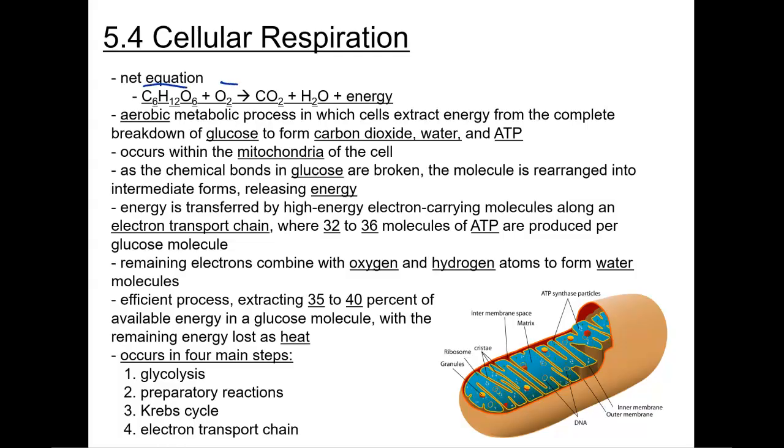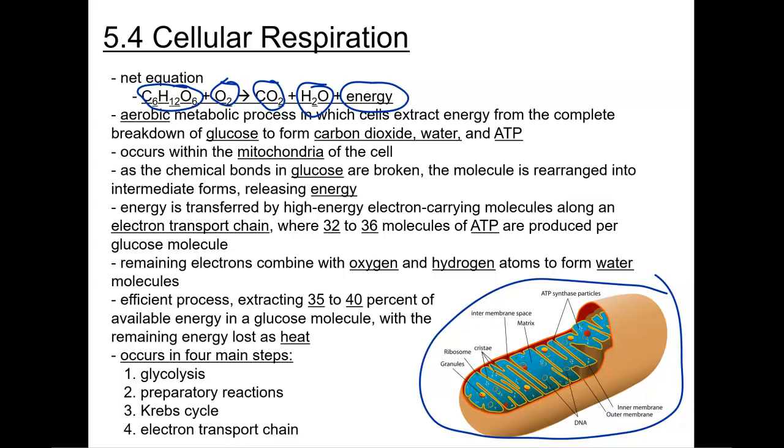So we have sugar coming in as a reactant, and we have oxygen that's going to be required. They're going to produce carbon dioxide, water, and ATP energy. All of this is going to occur at this organelle right here called the mitochondria. So what's happening? Aerobic metabolism, or the aerobic metabolic process, is where these cells extract energy from the complete breakdown of glucose to form what we said was carbon dioxide, water, and ATP molecules, or energy. This is going to occur, like we said, in that mitochondria.